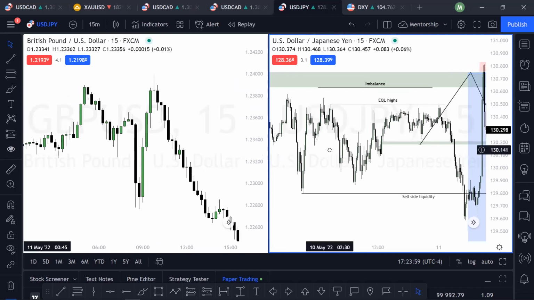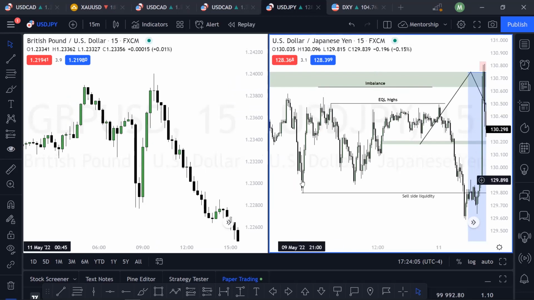What time? At London Open, which is between midnight New York time and 8 o'clock in the morning, 8:30 in the morning New York time. Look at between midnight and 8:30 in the morning. Okay?